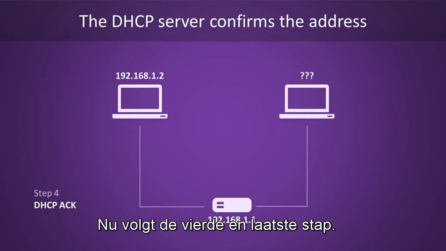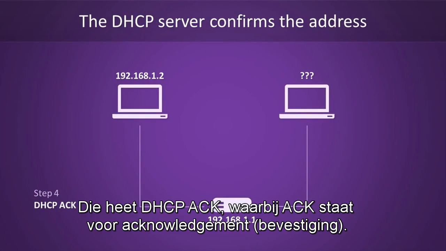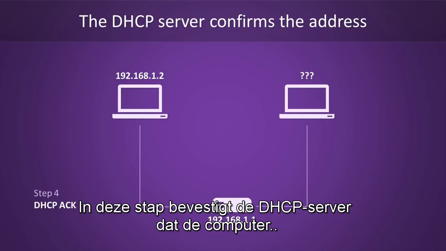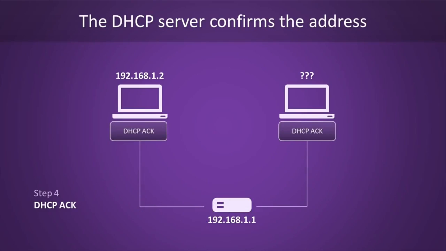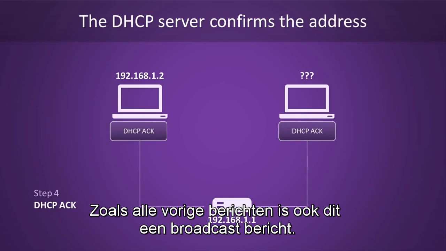We're down to the fourth and final step now. This one's called DHCP ACK, where the ACK stands for acknowledgement. In this step, the DHCP server will confirm to the host that it can start using the address. Like in all other steps, this message will also be broadcast.